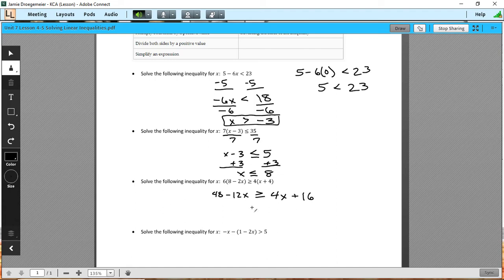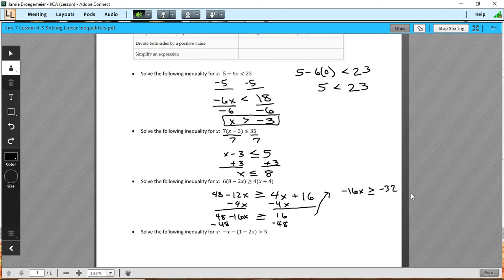All right, I want to get my x terms on one side, my y terms on the other. I'm going to start by subtracting this 4x from each side. And that gives me 48 minus 16x greater than or equal to 16. I want to get this 48 moved to the other side, so I'm going to subtract 48 from each side. And I've kind of run out of room here, so I'm going to bring this up over here. So I would be left with negative 16x on the left side, and then 16 minus 48 is a negative 32 on this side.